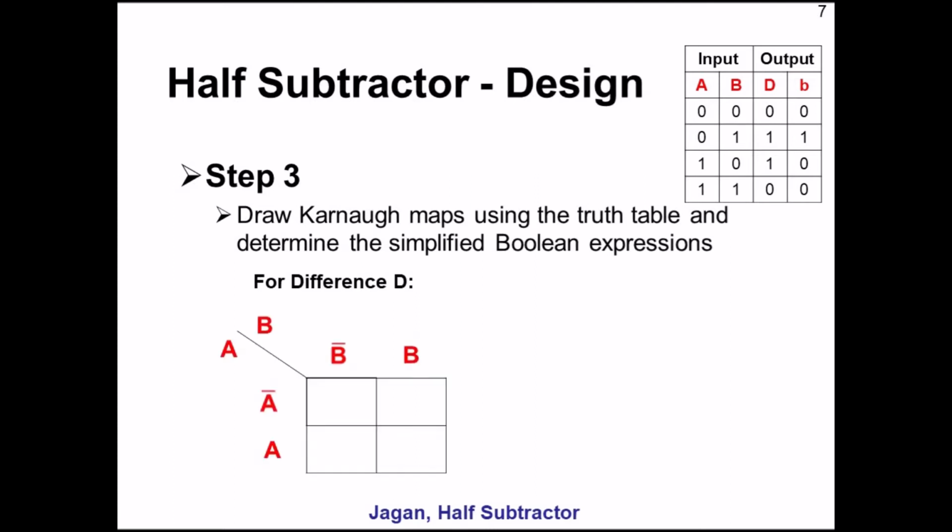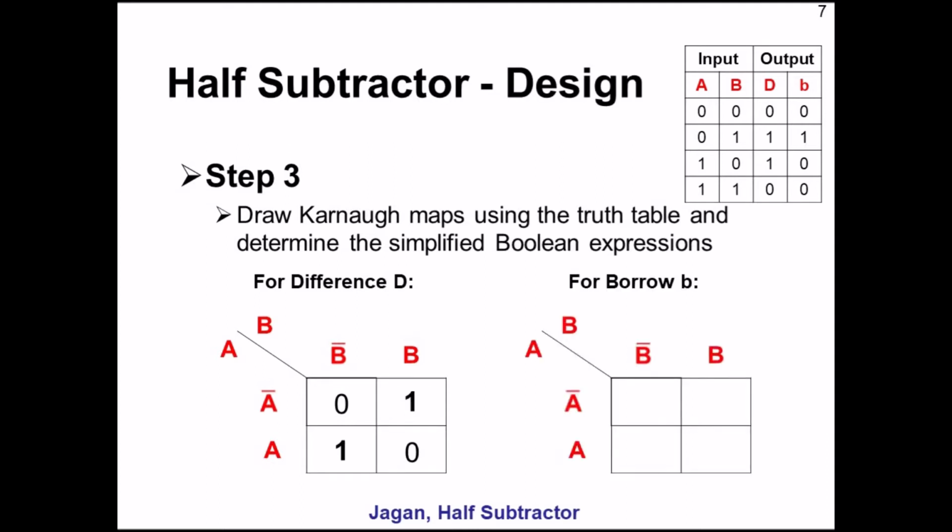Let's see for difference. I'll be having this map. I'll be looking at the difference column, right? Accordingly, I'll just fill up. 0, 0, I have 0. 0, 1, I have 1. And 1, 0, I have 1. And 1, 1, I have 0. This is for difference. Then for borrow, I will be looking at the borrow column. So for 0, 0, I have 0. 0, 1, I have the borrow 1. 1, 0, I don't have borrow. And 1, 1, I don't have borrow.